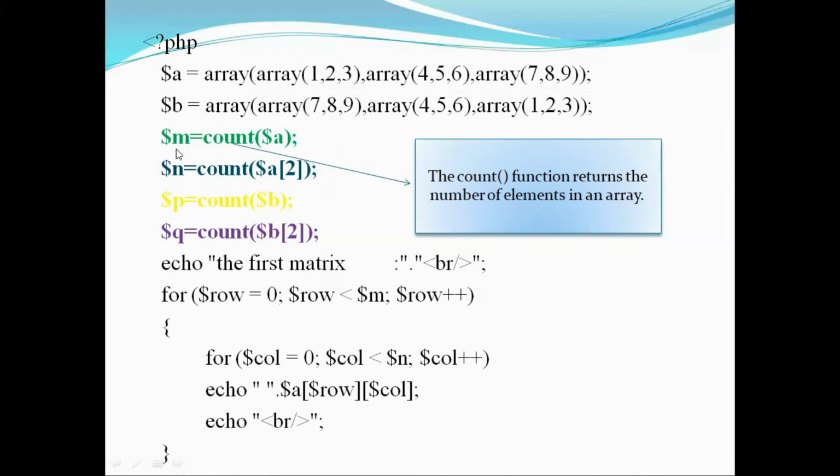to this variable m. Likewise, we used one more variable called n, which is used to hold the size of the columns in an array, that is by using $a of 2, that is the index 2, which indicates the counting of the columns. Likewise, we created two more variables, p as well as q, which contain the array elements of array b, as well as the number of columns present in that array.